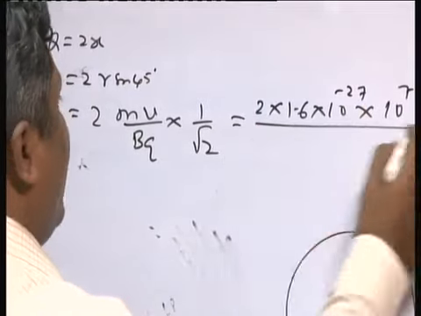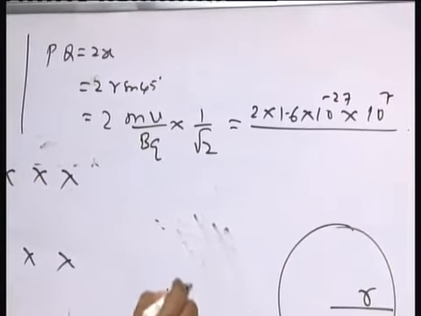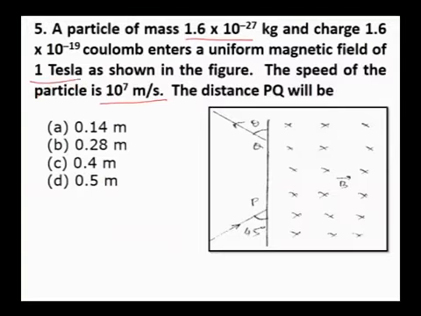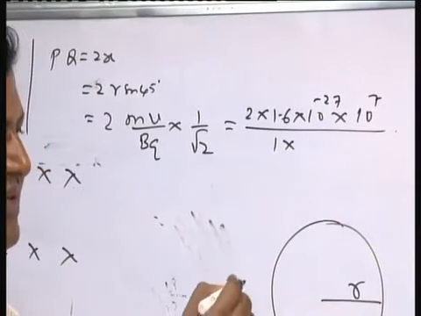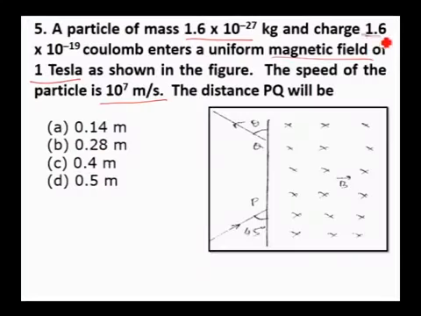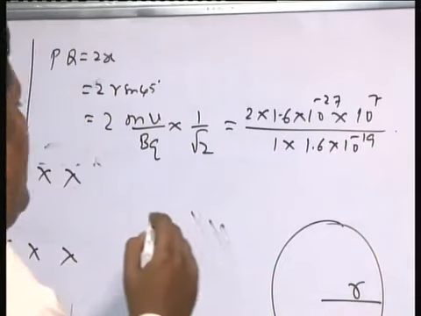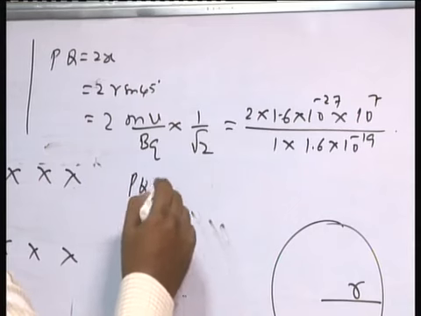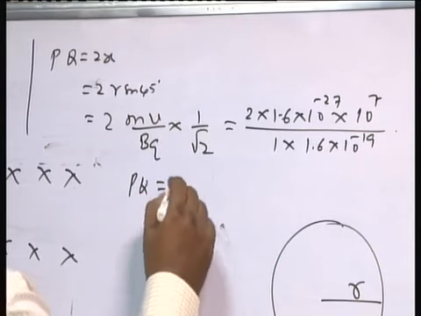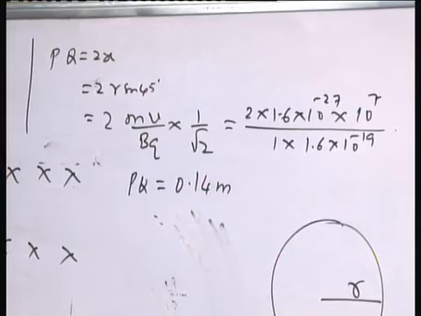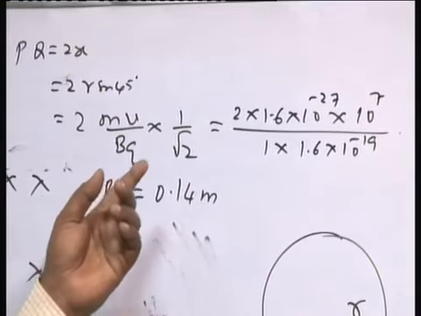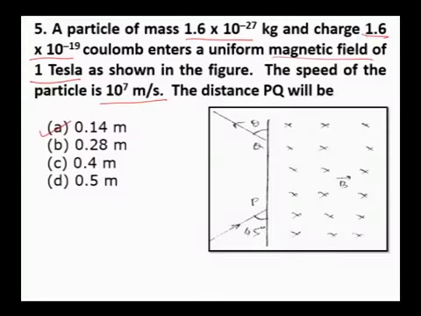Okay, divided by magnetic field, which is given as 1 Tesla, into charge, which is given as 1.6 into 10 to the power of minus 19. So if you calculate this, you will get the answer as PQ equals 0.14 meter. You can do the calculation, I can check. I have done the substitution. So this distance PQ we get as 0.14 meter. Okay, so we'll move to the next question.